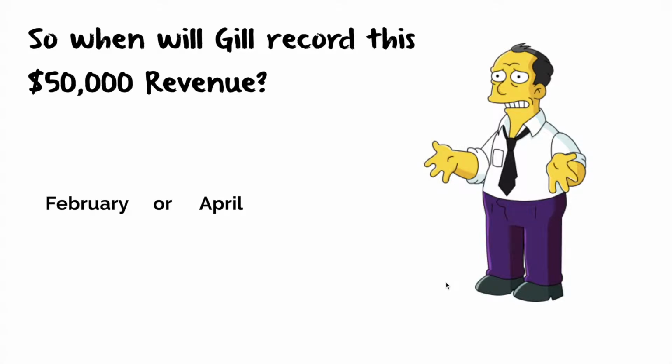So, when will Gil record this $50,000 revenue? In February or April? He records it in April because that's when the revenue is earned and when Gil gives Homer the car, even though Homer paid in February.